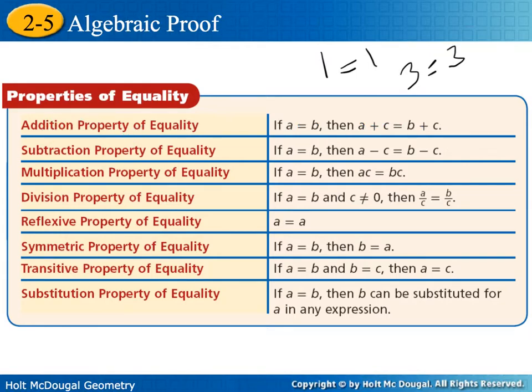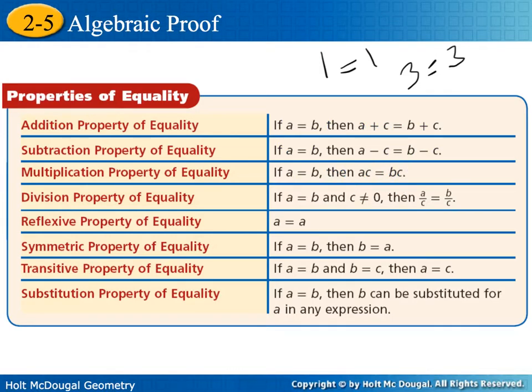Addition property of equality tells me if I add it to the left side and I add it to the right side, it stays equal. That's what it's basically saying. The equal sign is the key thing here. If I add something to the left and I add it to the right, it's still equal if I add that same amount. So subtraction property, if I take away an amount from the left side and I take it away from the right side, it stays equal. Multiplication property of equality, if I multiply both sides by the same thing, it stays equal.